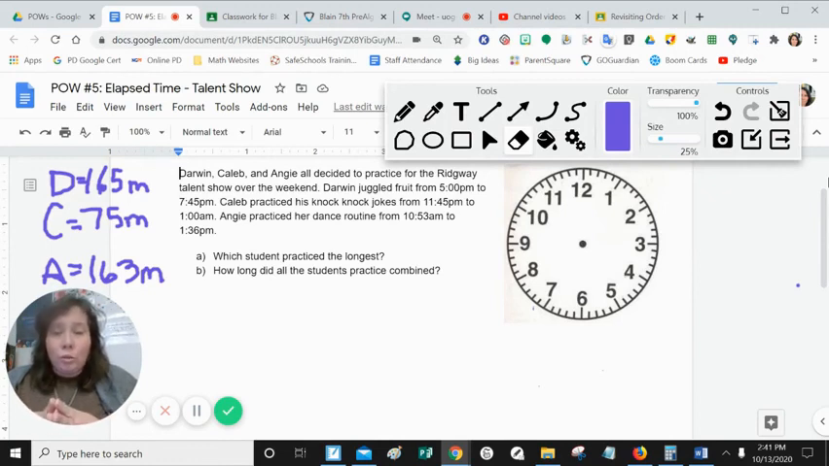When you're done with those 2 sentences, you're going to explain your steps, make sure you show your work, and then you're going to turn it in for Friday. Those 3 things, plus the correct answers, will give you 100% on this POW.